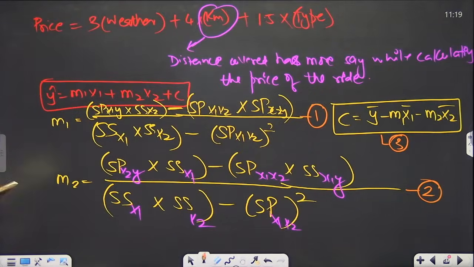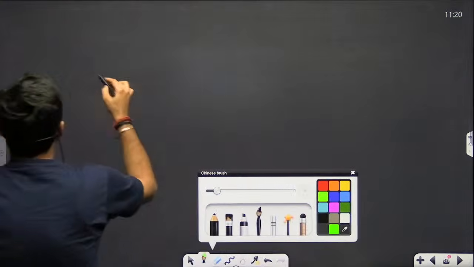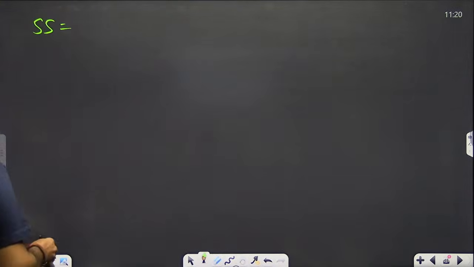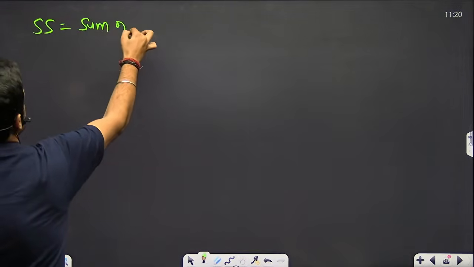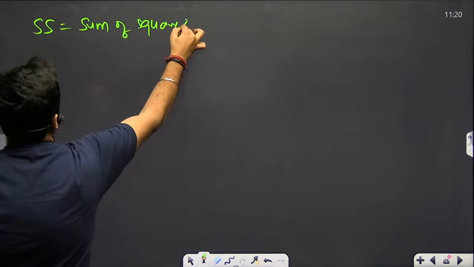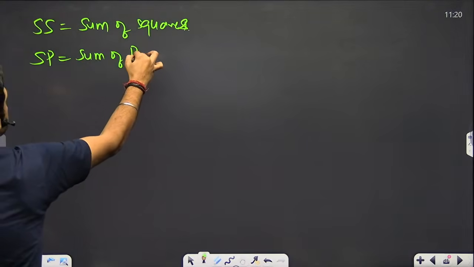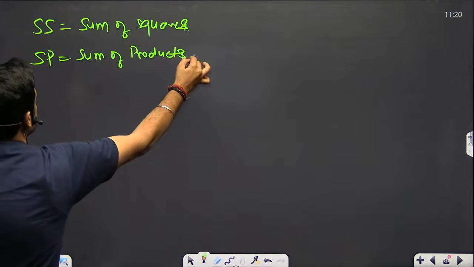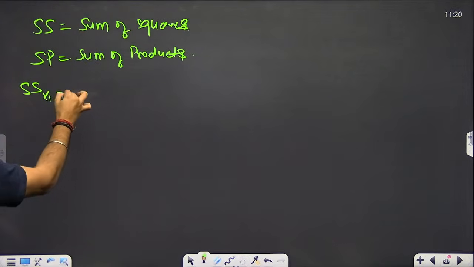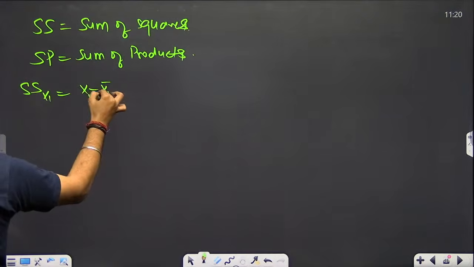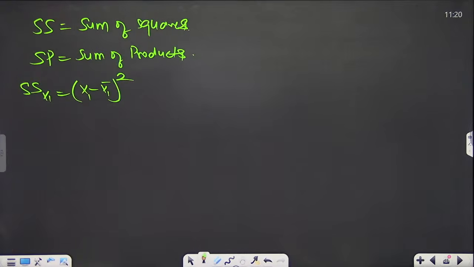Okay, now I'll tell you what exactly Sp and Ss are. See, what is Ss? Ss is sum of squares. This abbreviation is used for sum of squares. And what is Sp? This is sum of products. So I'll write Ss x1, that is the sum of x1 minus x1 bar whole square.